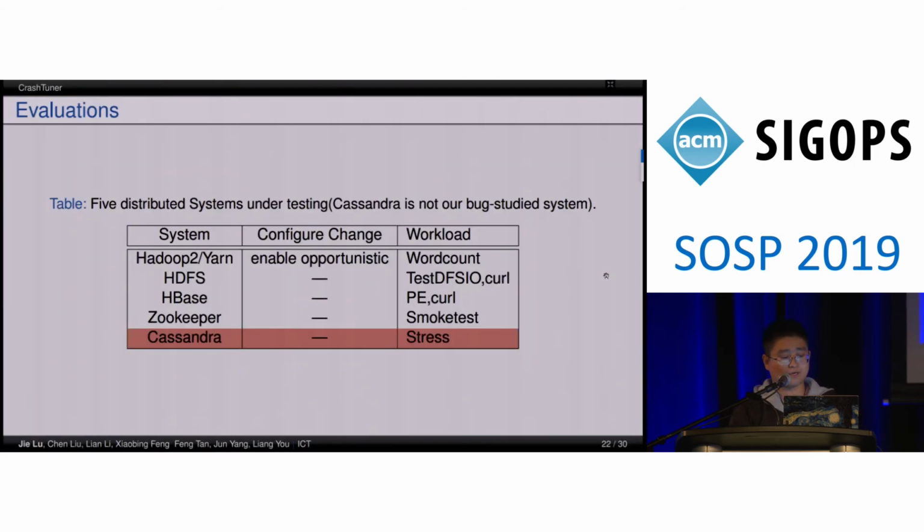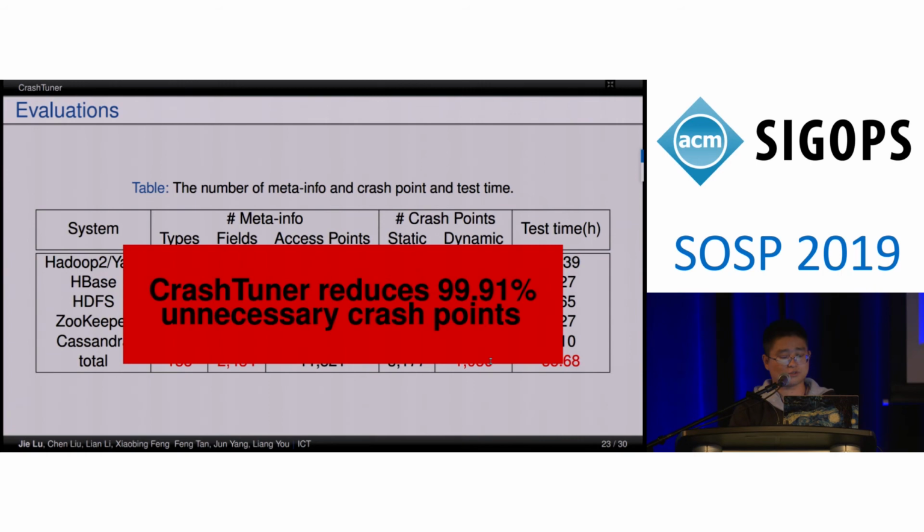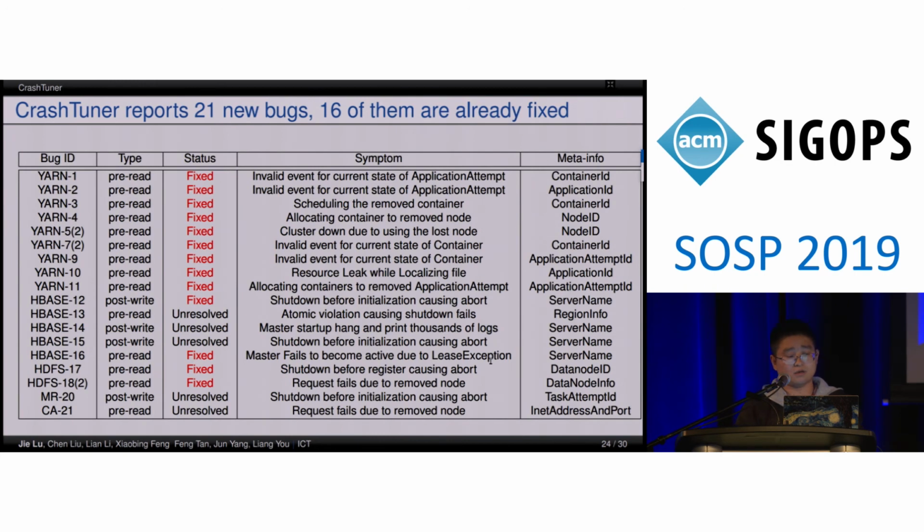We have applied CrashTuner on 5 distributed systems, and Kubernetes is not in our bug study systems. We find that CrashTuner only found 1,056 crash points. That means CrashTuner reduced more than 99% of unnecessary crash points. CrashTuner reports 21 new bugs, 16 of them are already fixed.